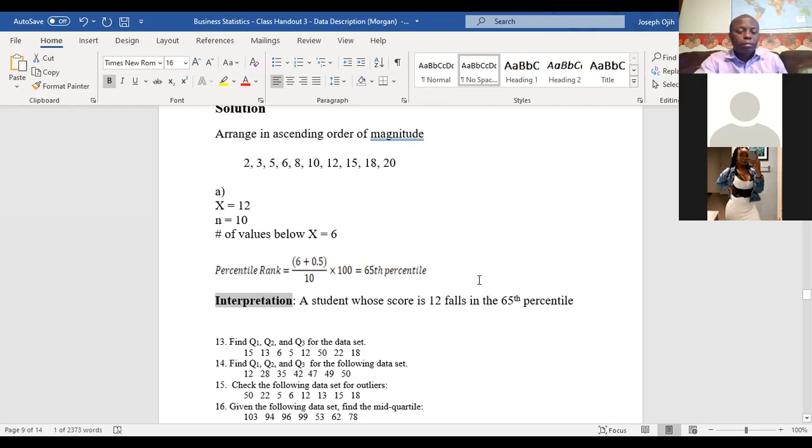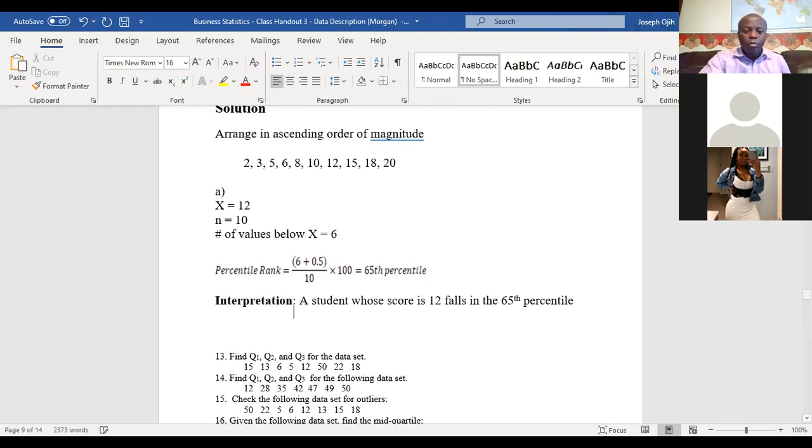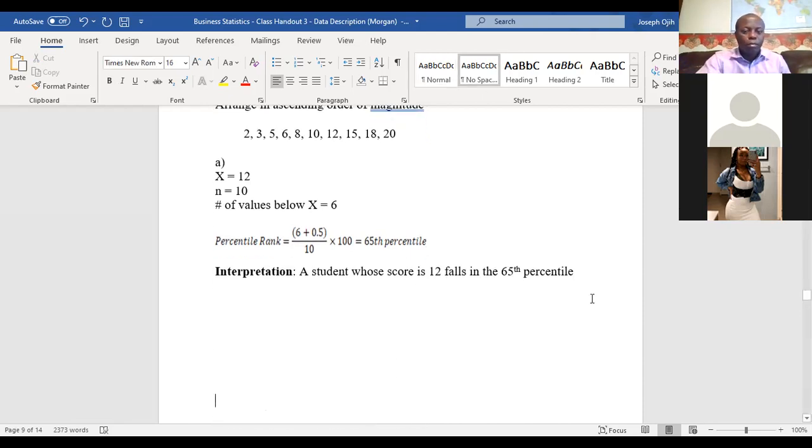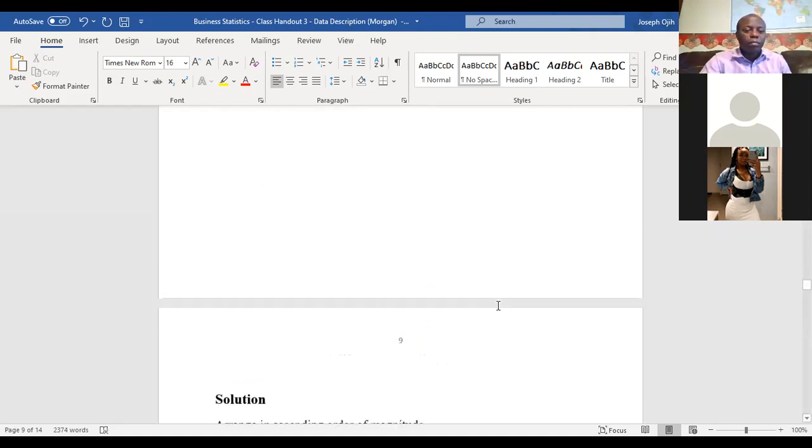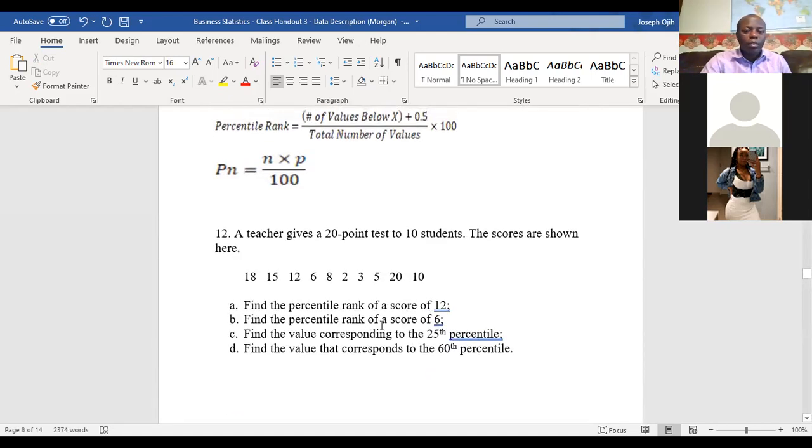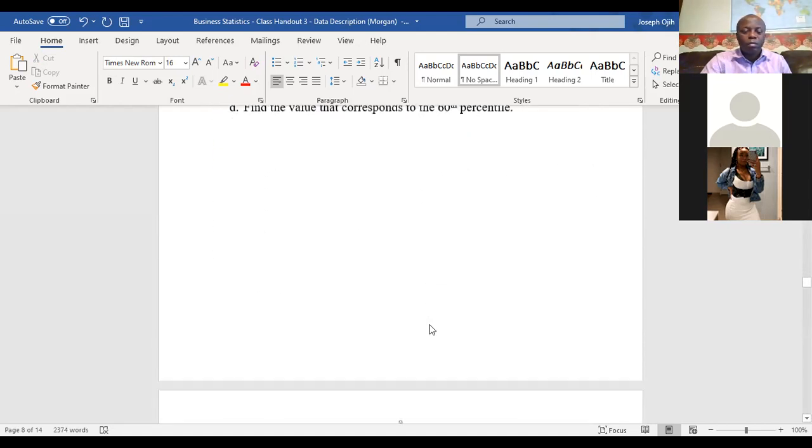Any questions for me? No. Look at part B then. Part B says find the percentile rank of the score of 6.